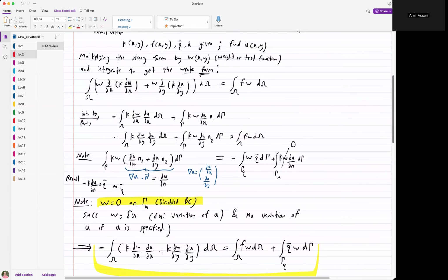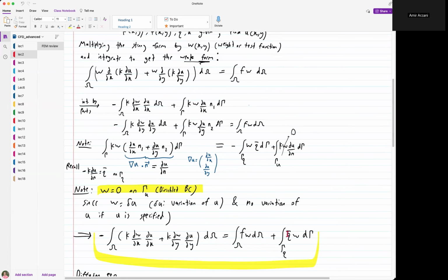Great. Now I can write the final form of my weak form like this. I have my diffusion term, the Laplacian term, which I've now distributed thanks to this weight function w. So I'm only dealing with first derivatives. On the right-hand side, I have my source term, and then I also have a boundary term. This is the only term that's integrated over the boundary, and that involves my Neumann boundary condition q bar, and this integral is only on the Neumann portion of the boundary.